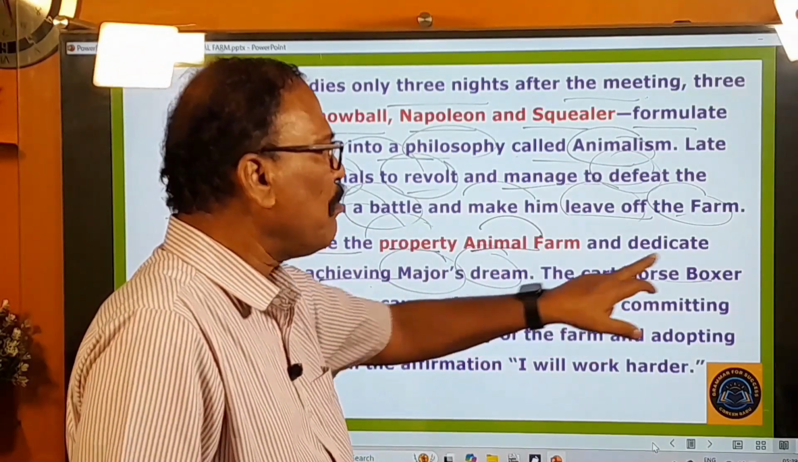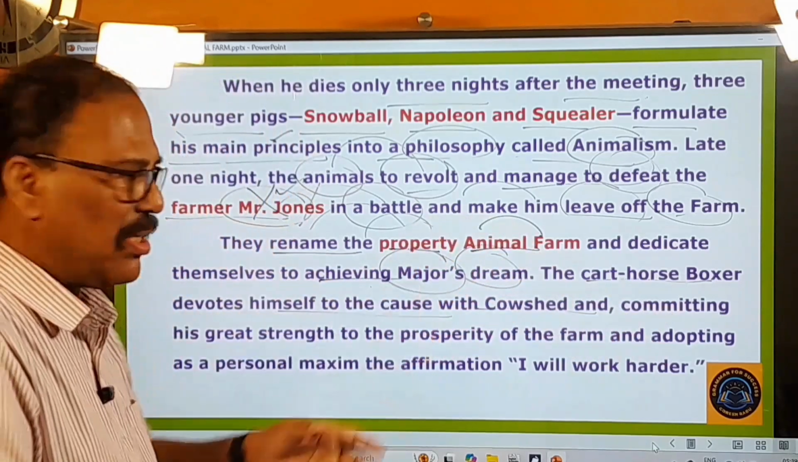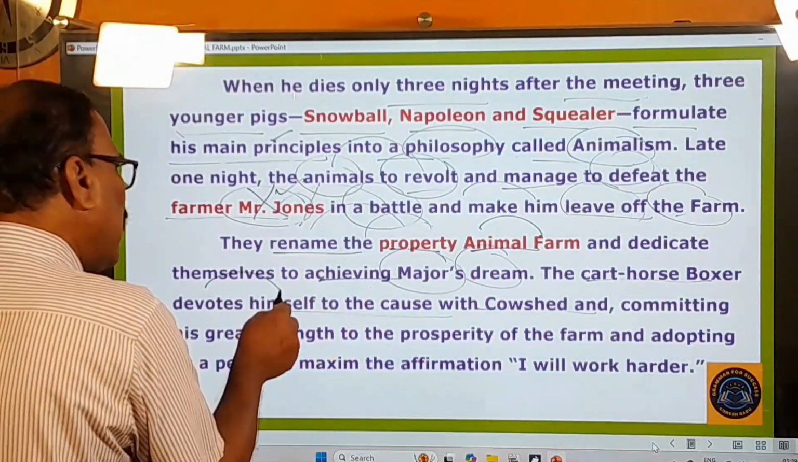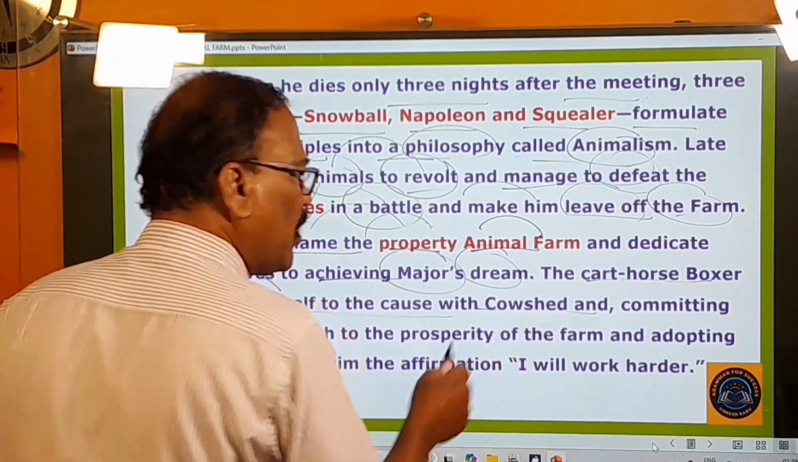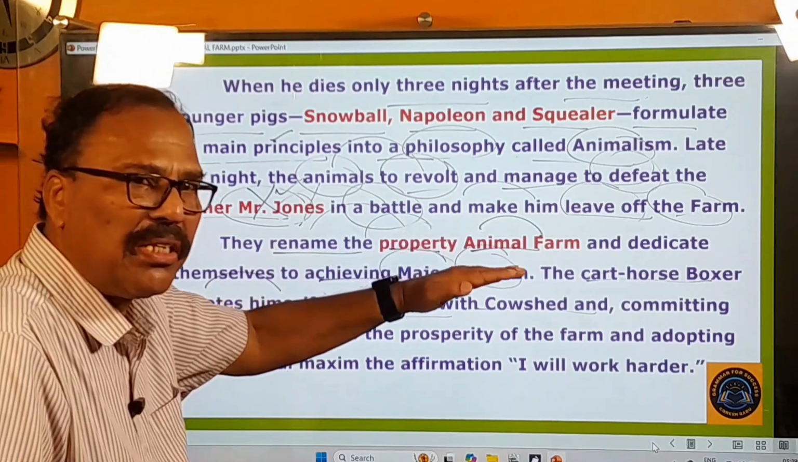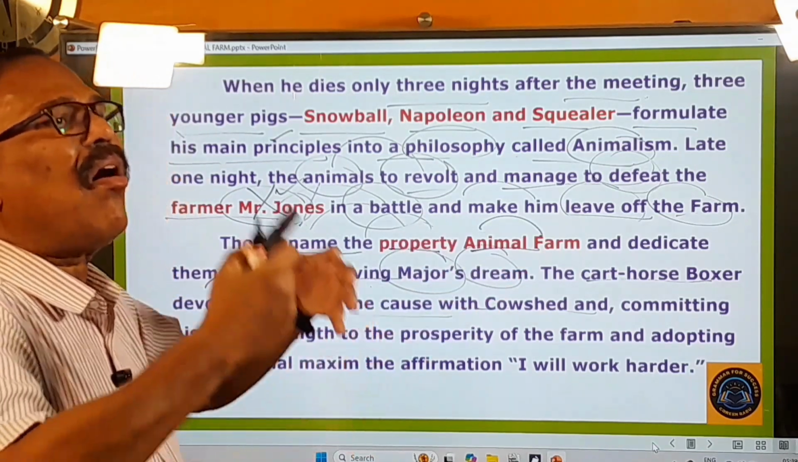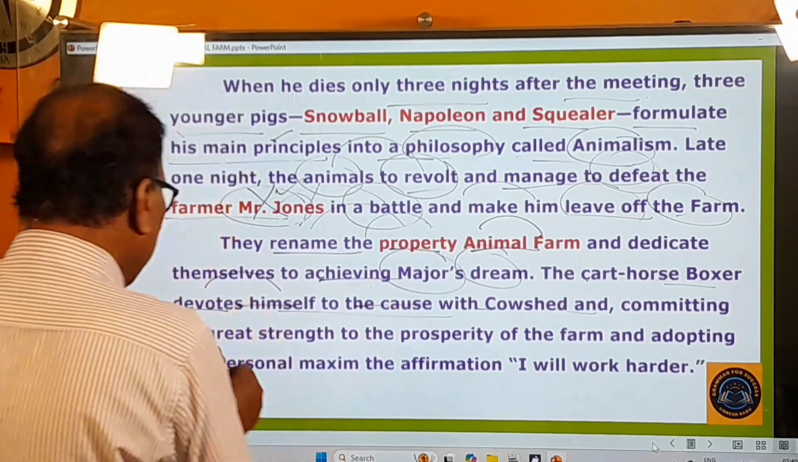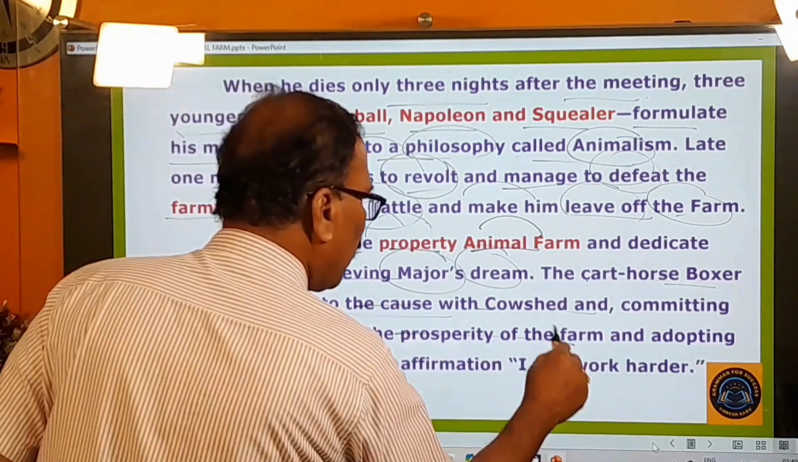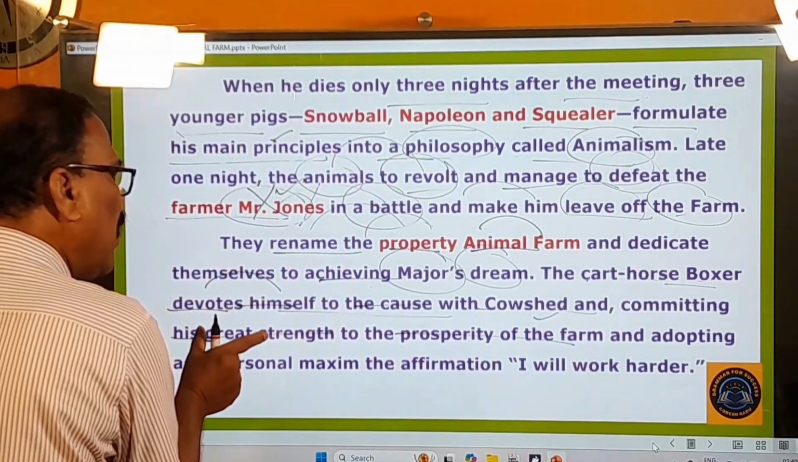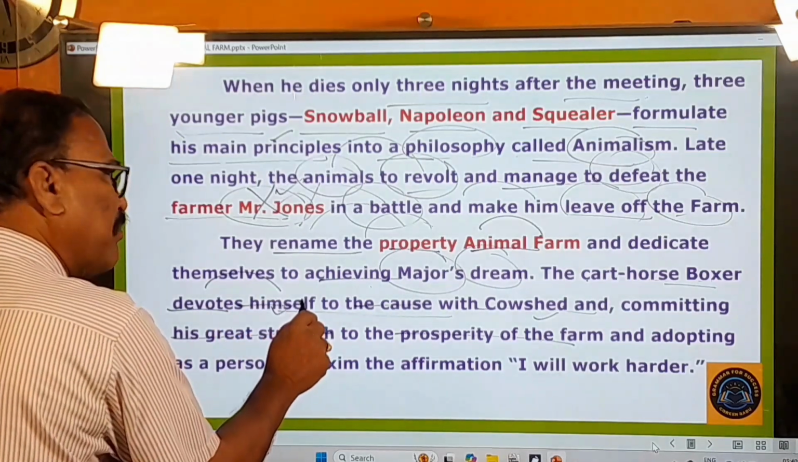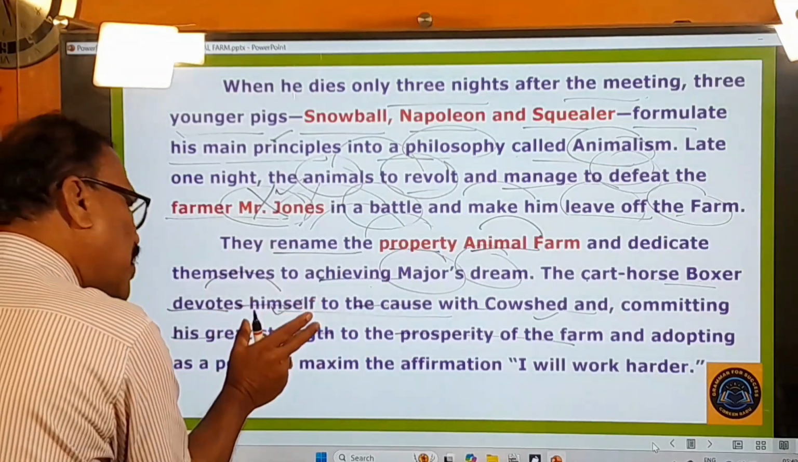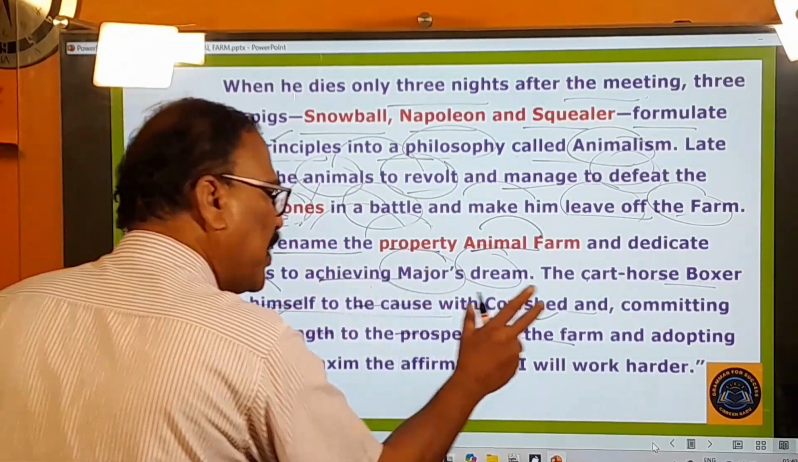The cart horse Boxer is there. So it's a horse. What happened? That cart horse devotes himself to the cause with caution. That means this Boxer has devoted all his life to achieving Major's dream and committing his great strength to the prosperity of the farm. So this Boxer devoted all its strength. It was ready to use all its strength only for the prosperity of the farm.